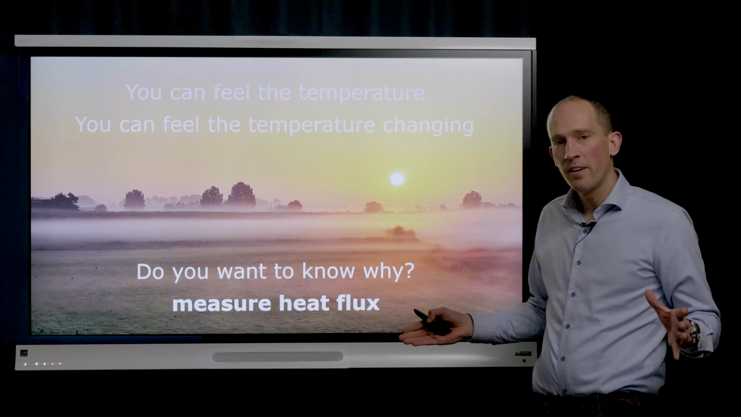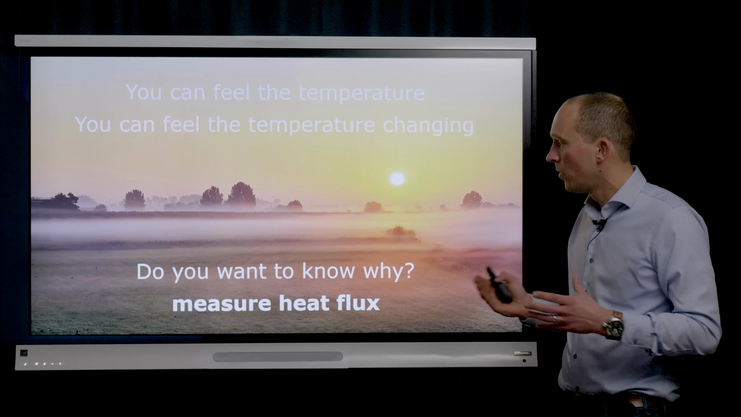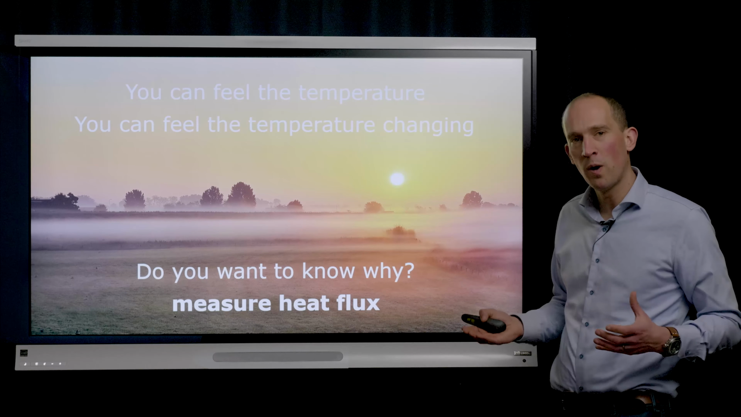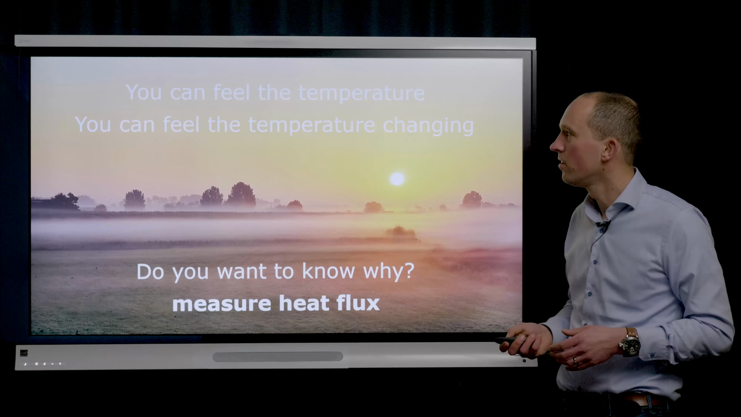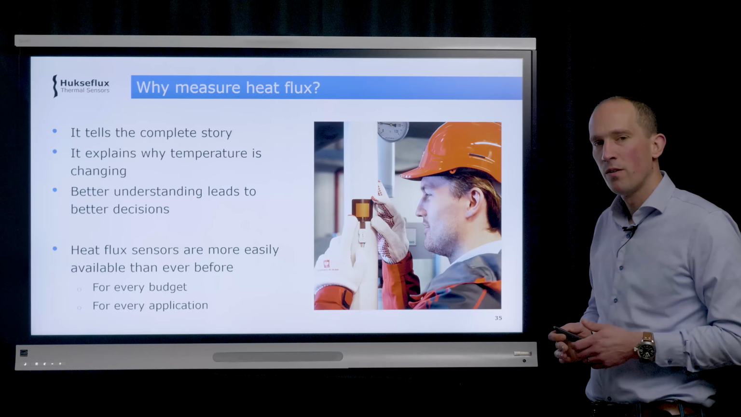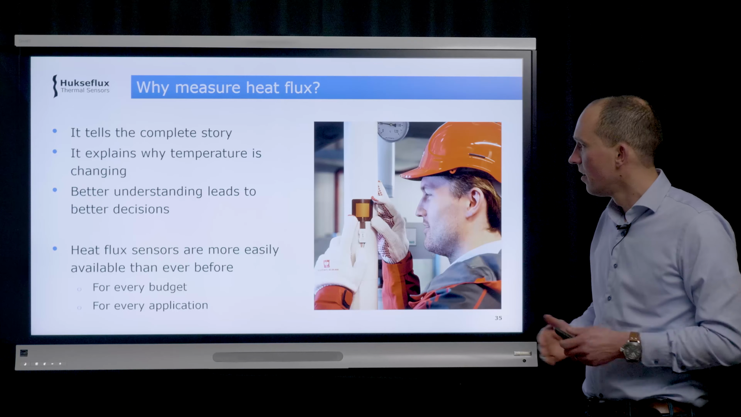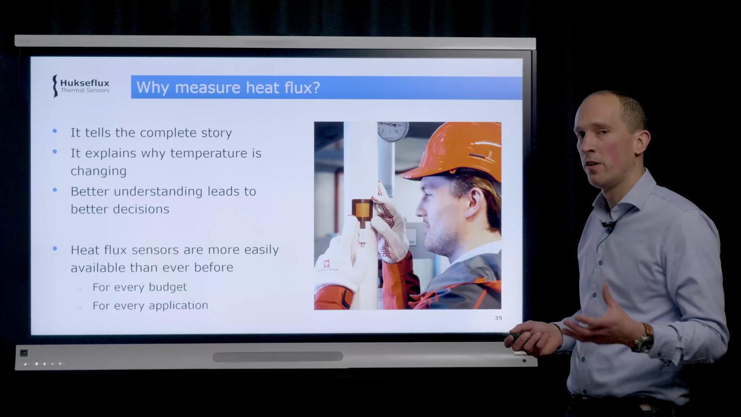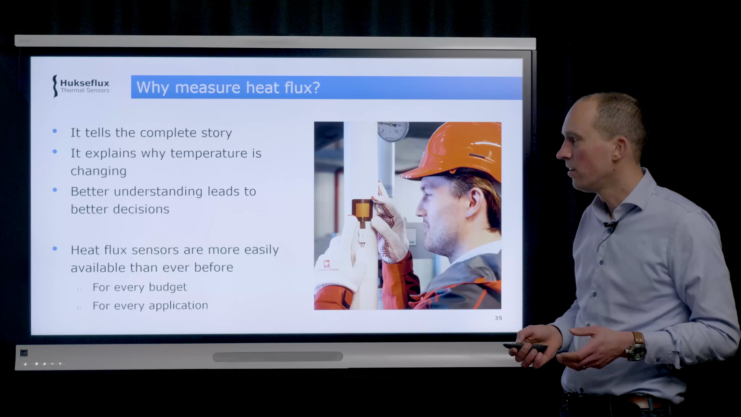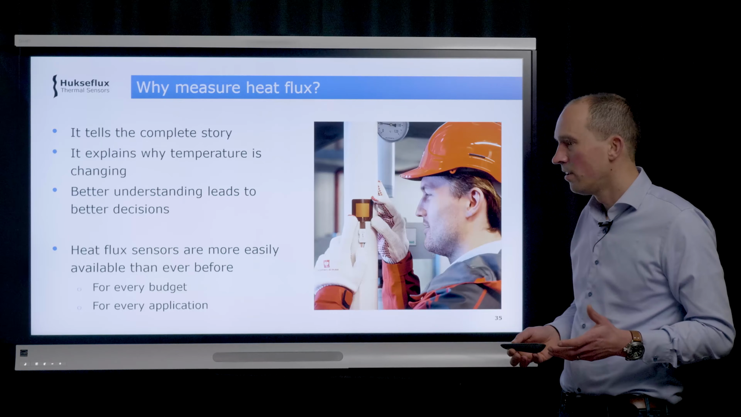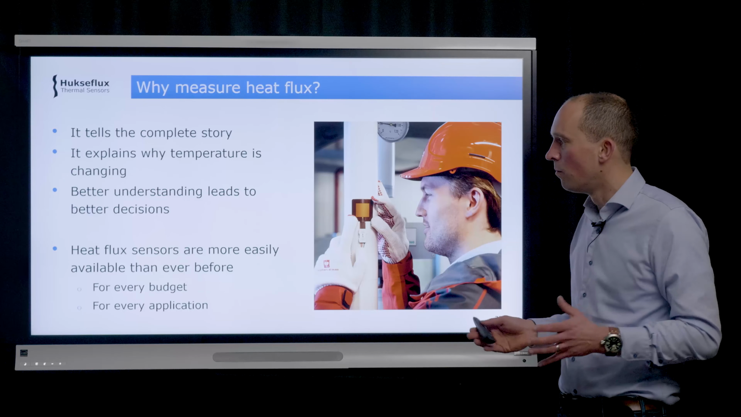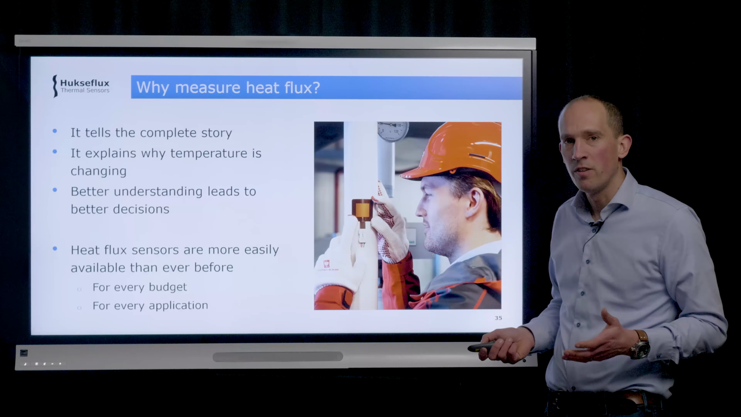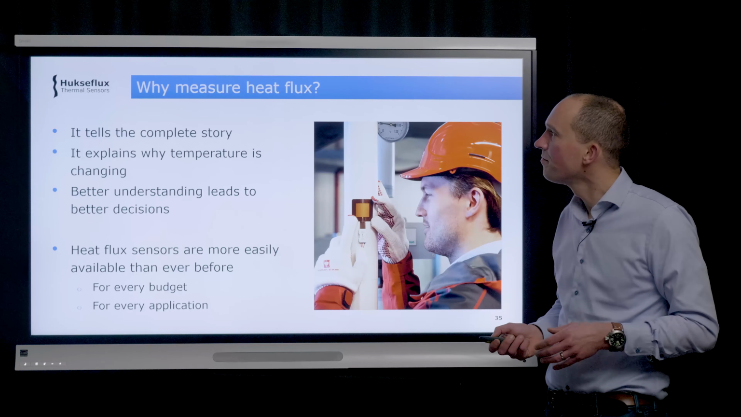So to get this all together, whenever you can feel the temperature changing, and you want to know why, measure heat flux. Heat flux tells the complete story. It will explain why a temperature is changing, and it will give you a better understanding of any thermal situation, leading to better decisions. Next to that, heat flux sensors are now more easily available than ever before. For every budget and for every application, there is a heat flux sensor out there that can help you.